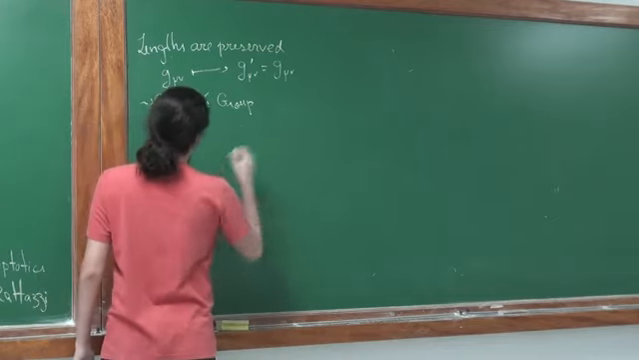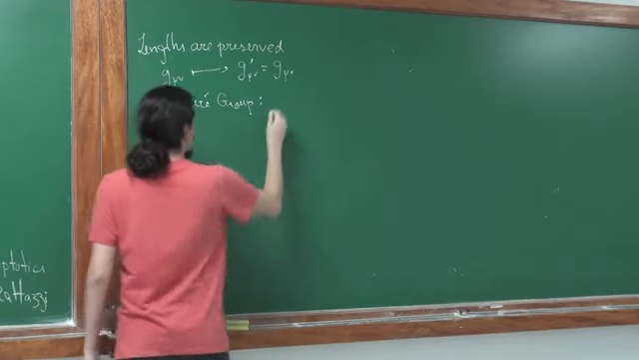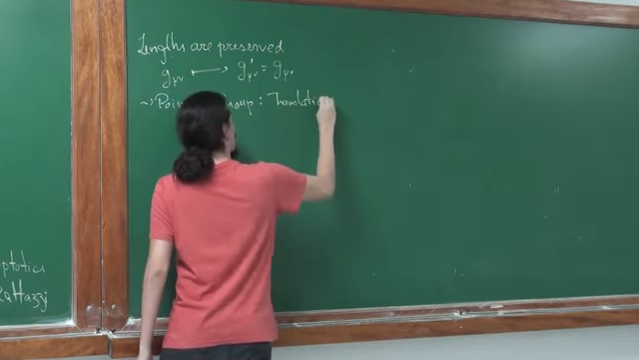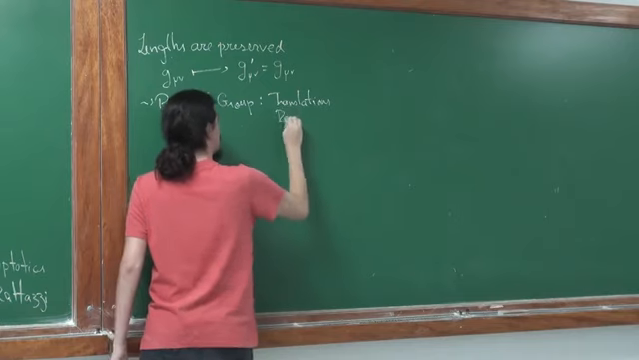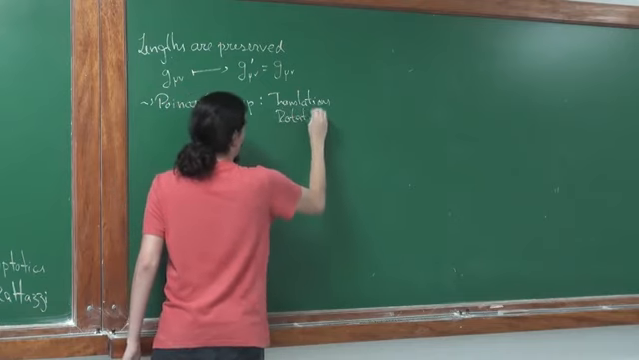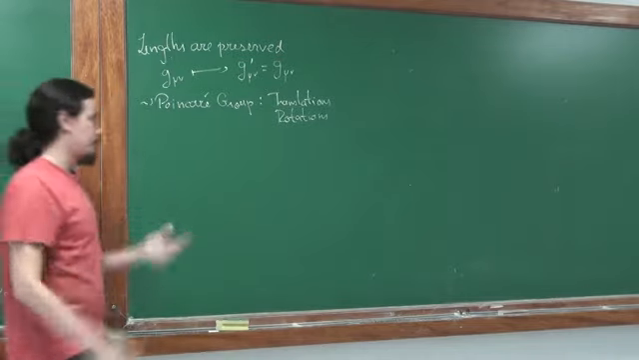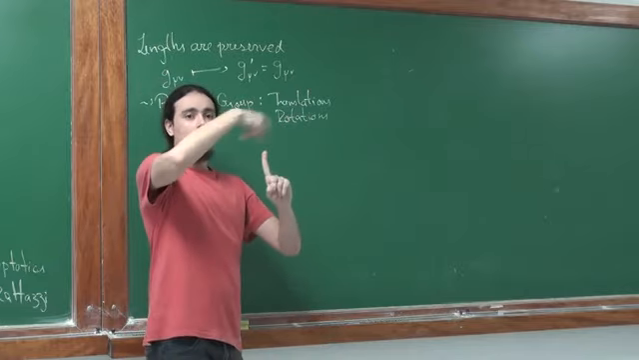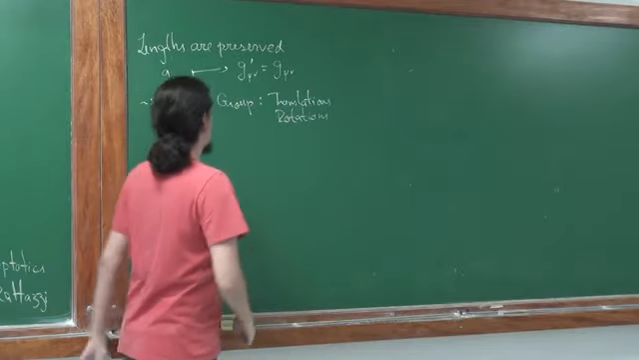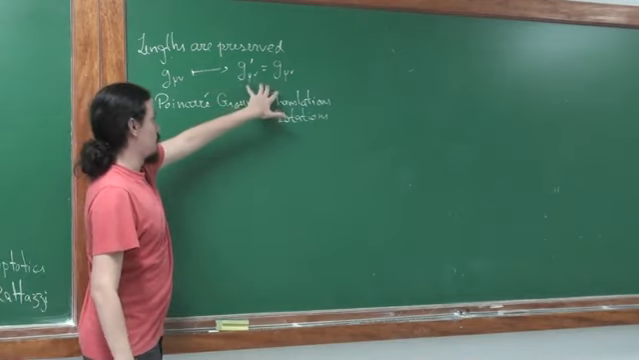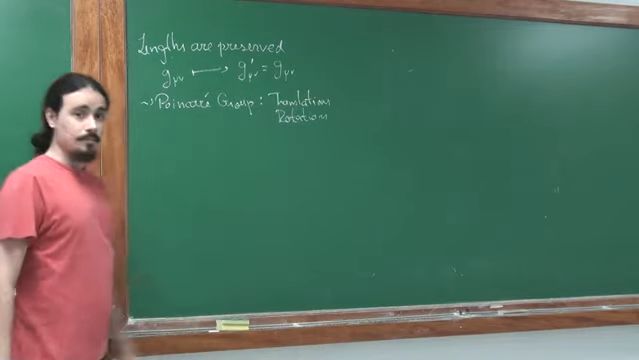Which consists of translations and rotations. And by rotations, I'm including Lorentz transformations, just like rotations around the time axis. These transformations, again, preserve length because they do not change the metric.